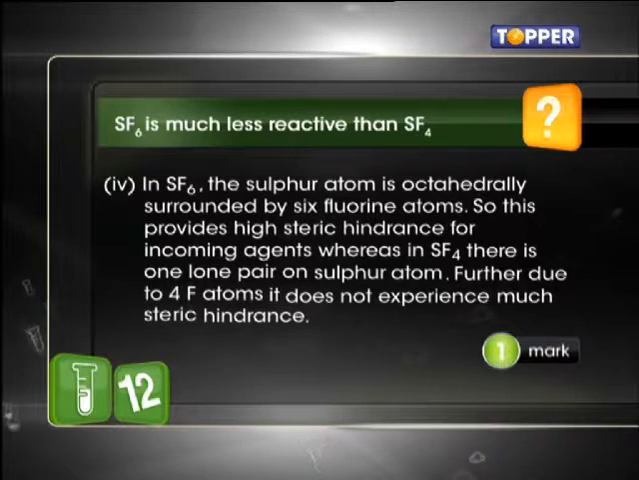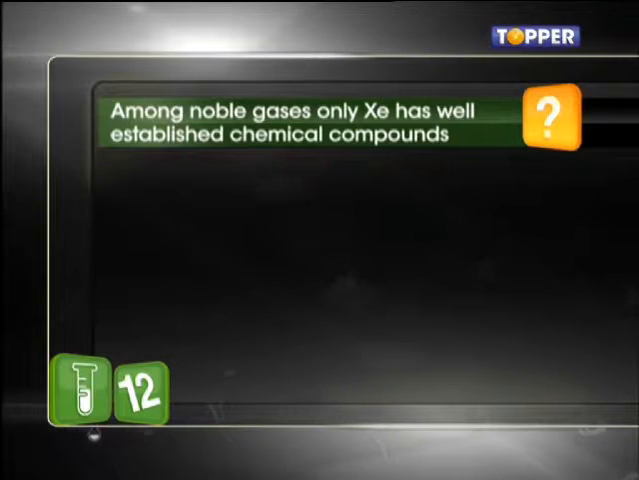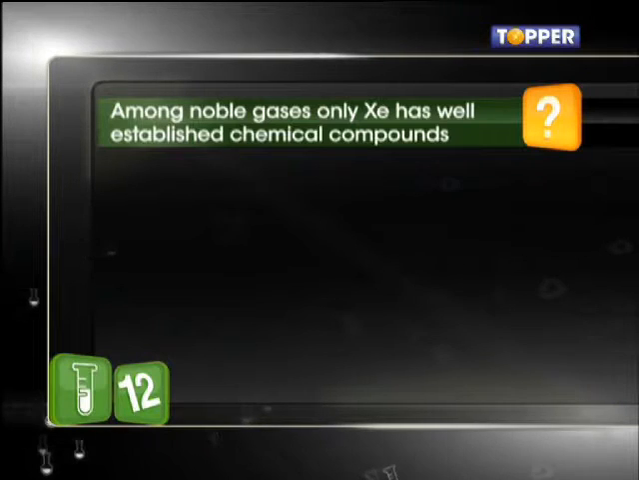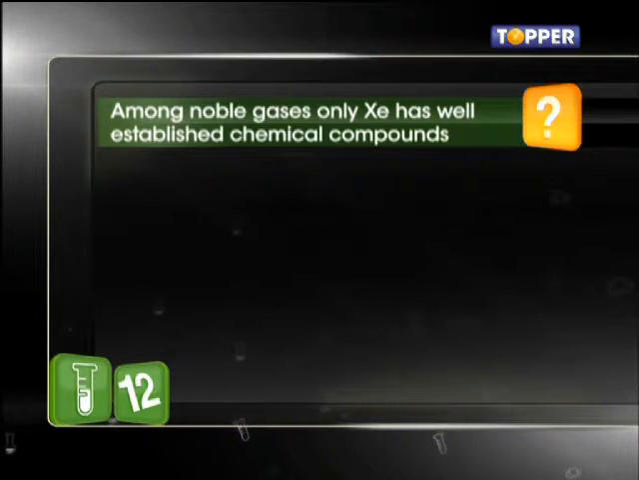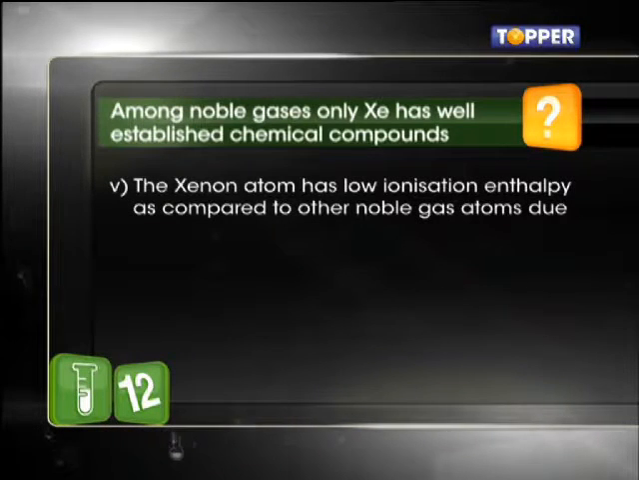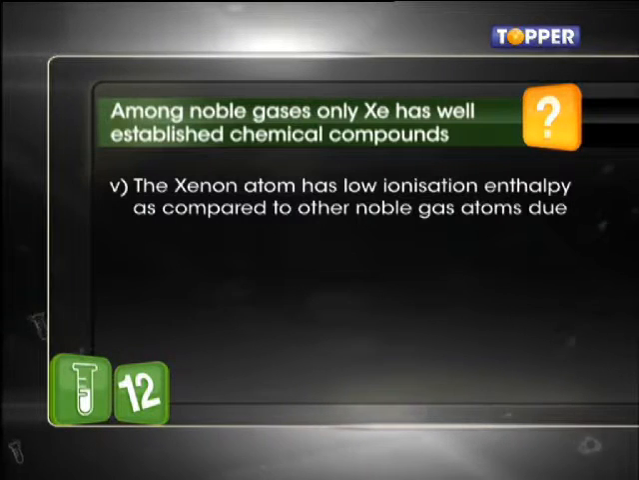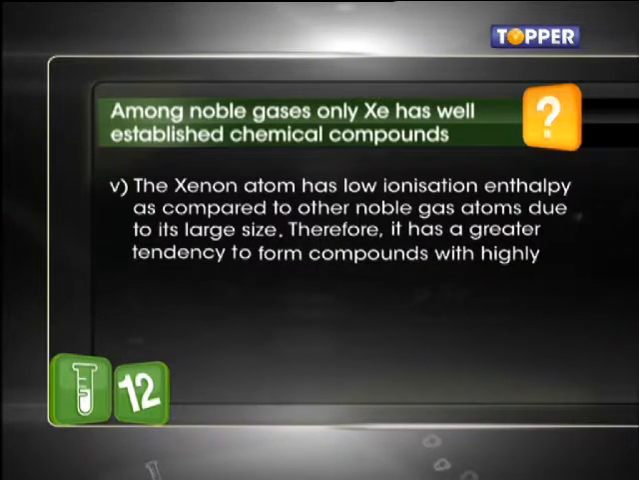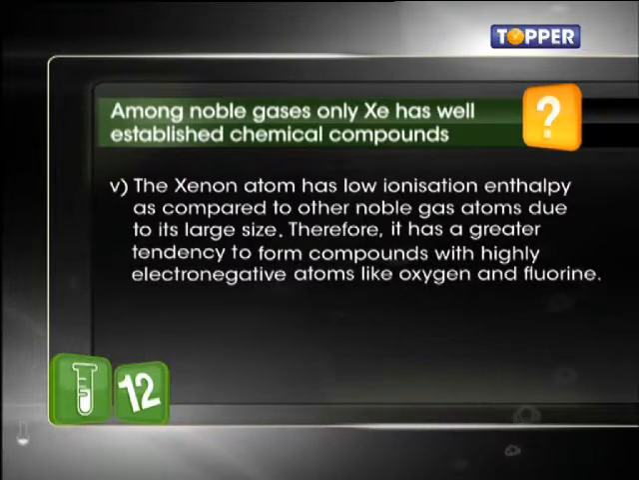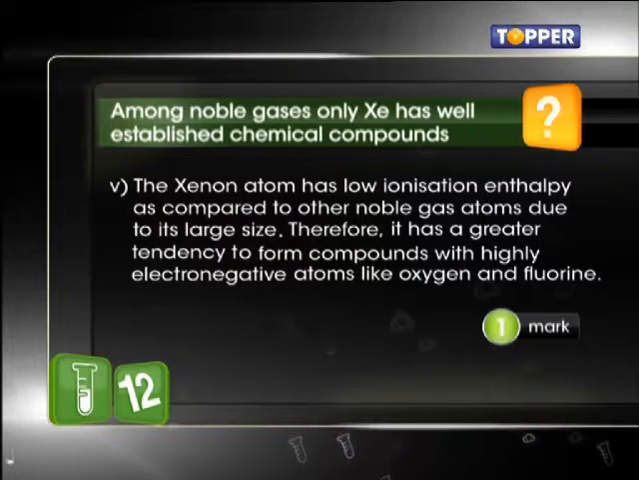And now, we reach the last part. In this, we had to tell why of the noble gases, only xenon is known to have well-established chemical compounds. So, here comes the explanation. The xenon atom has low ionization enthalpy as compared to the other noble gas atoms. Due to its large size, it has greater tendency to form compounds with highly electronegative atoms, like oxygen and fluorine, forming various compounds.